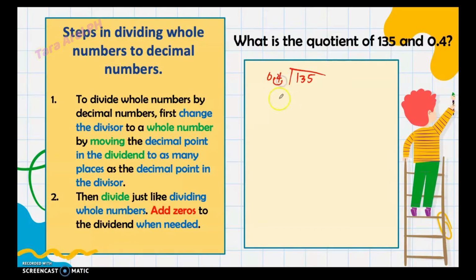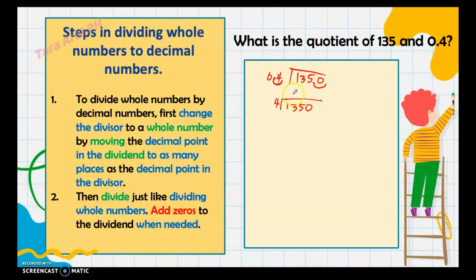Moving one place, that is already 4, that's a whole number. And since we move one place in the divisor, we also need to move one place in the dividend so that it will not change the value. The decimal point of this 135 is at the end of the last digit, and we add 0, then that's still 135, it doesn't change the value. Then we move one place, so our new value now is 1350 divided by 4. Then divide just like dividing whole numbers, then add zeros to the dividend when needed until there is no remainder.